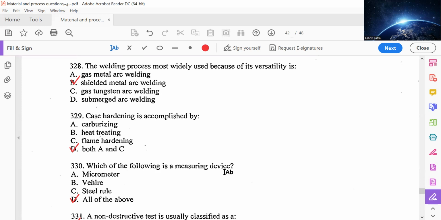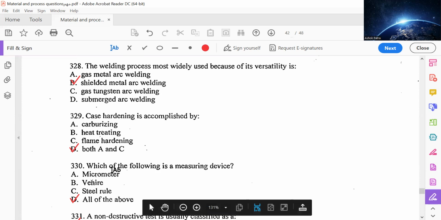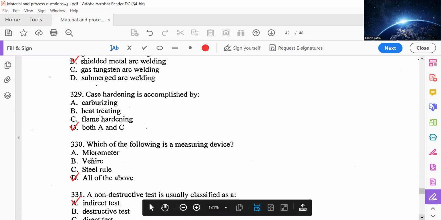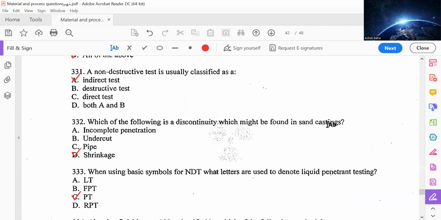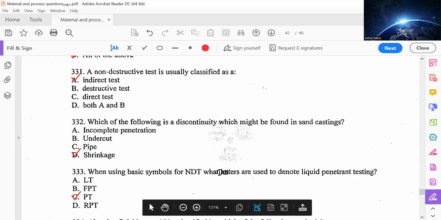Which of the following is a measuring device? Micrometer, vernier, steel rule. The vernier spelling is a mistake. Okay, no problem. Non-destructive test is usually classified as an indirect test. Which of the following is a discontinuity which might be found in sand casting? Shrinkage. When using basic symbols for NDT, what letters are used to denote liquid penetrant testing? PT.